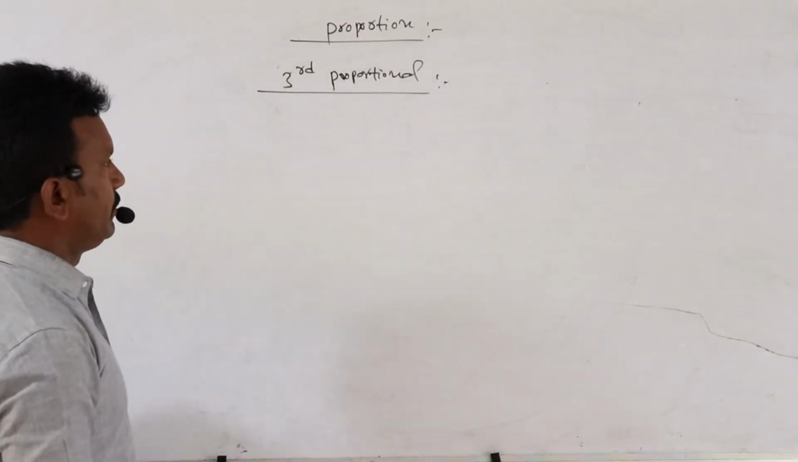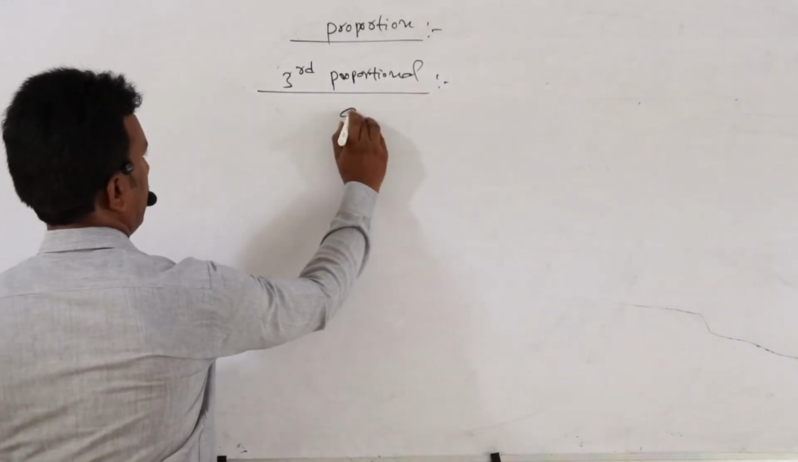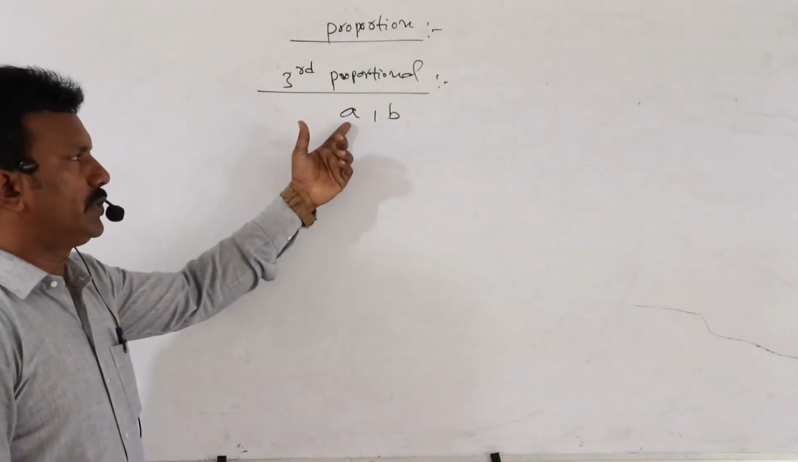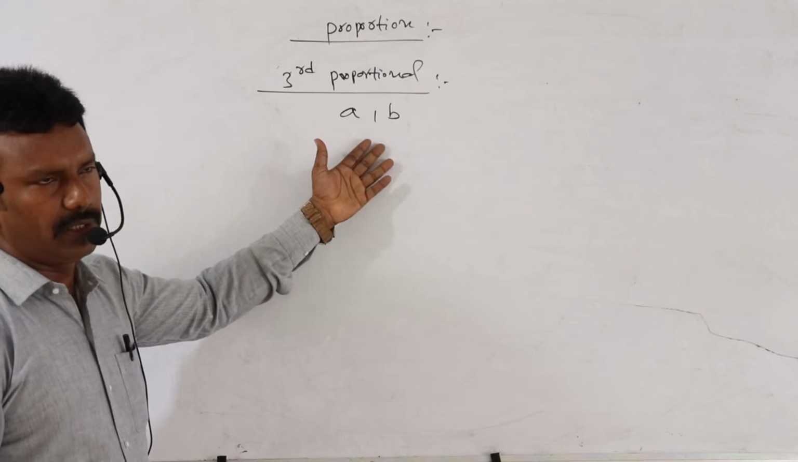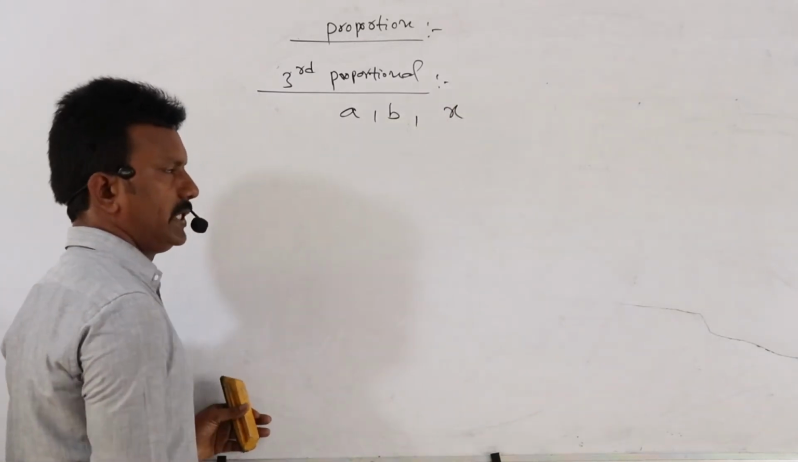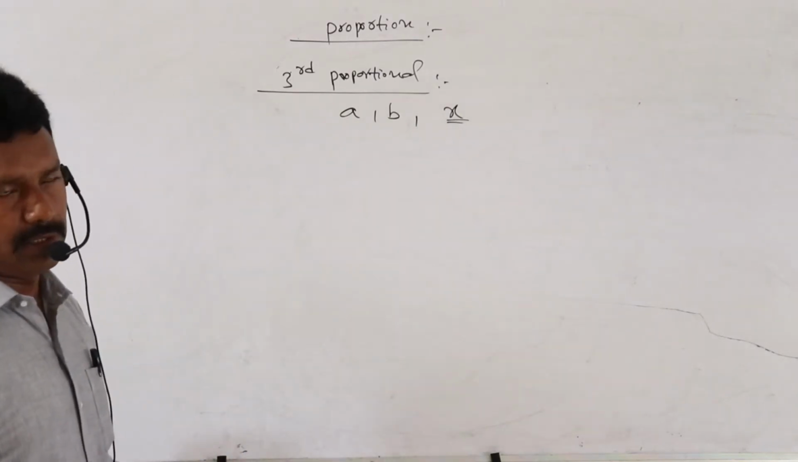So we are defining the third proportional. We write two numbers a, b. What is the third proportional of a, b? We write x as our third proportional.